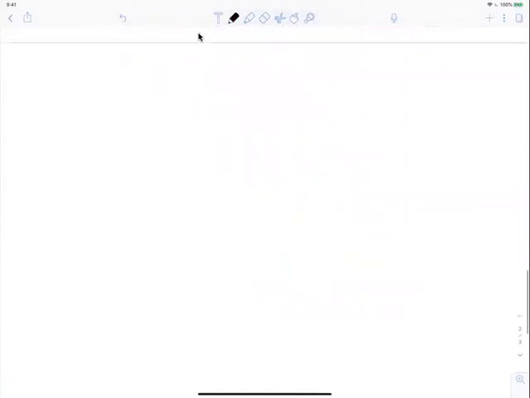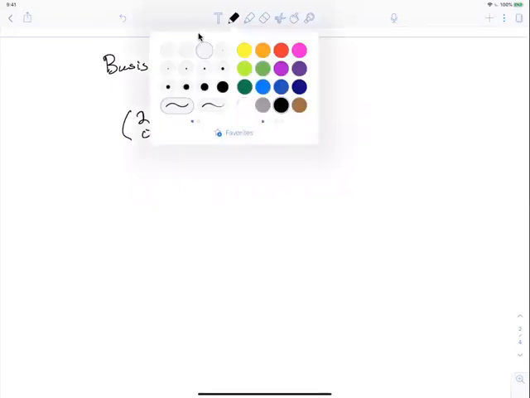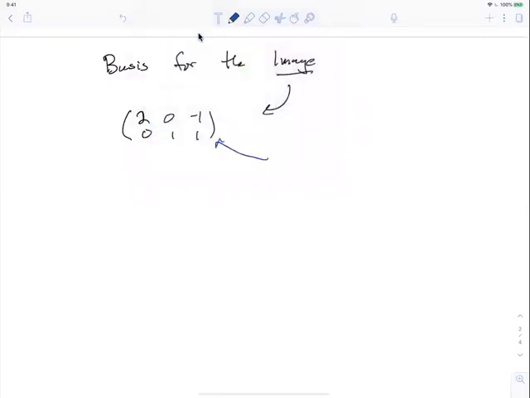Okay, so let's talk about a basis for the image. So the image, just as a reminder, if I have a matrix, something that looks like this, the image is just the set of all possible outputs.